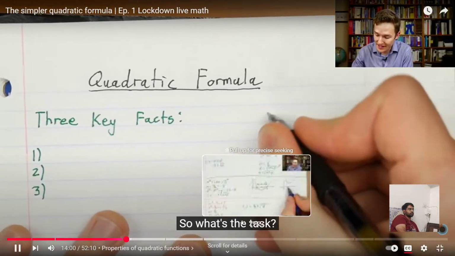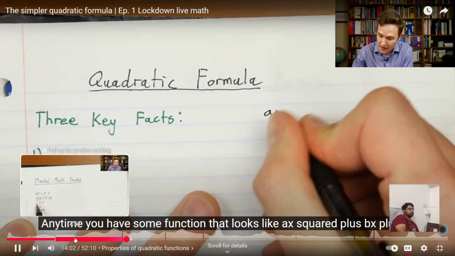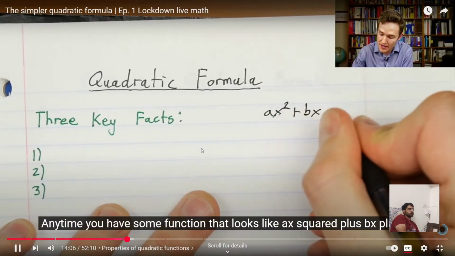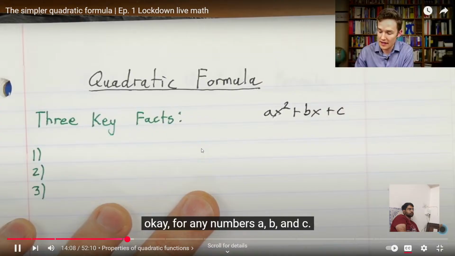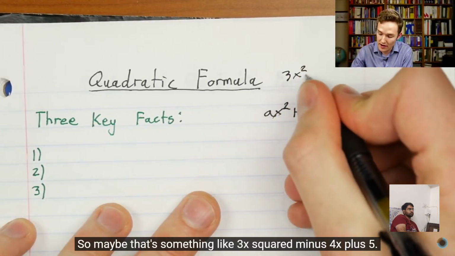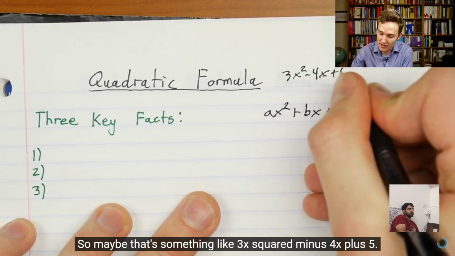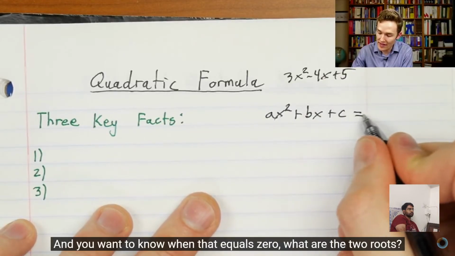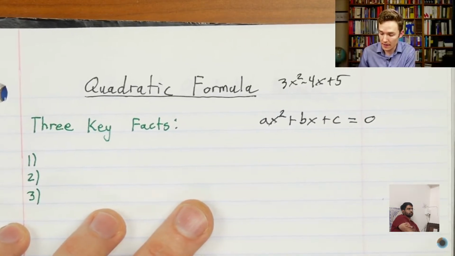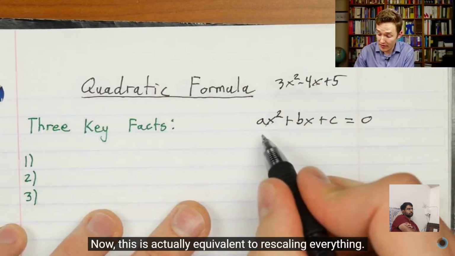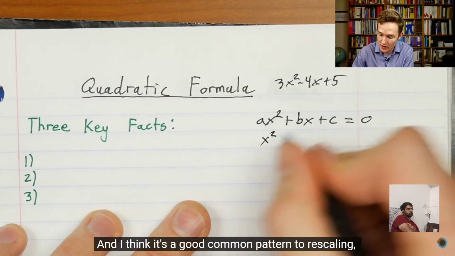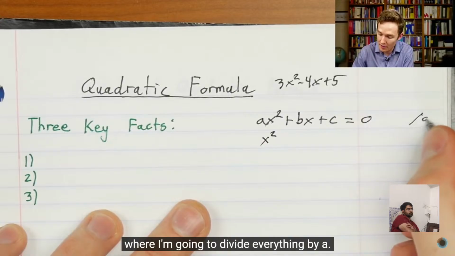So what's the task? Anytime you have some function that looks like ax squared plus bx plus c, for any numbers a, b, and c, so maybe that's something like 3x squared minus 4x plus 5, and you want to know when that equals 0, what are the two roots? Now, this is actually equivalent to rescaling everything, and I think it's a good common pattern, where I'm going to divide everything by a.